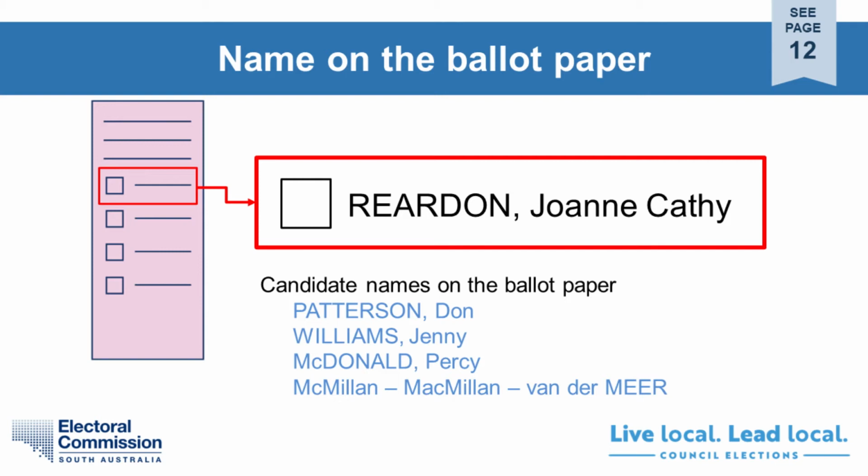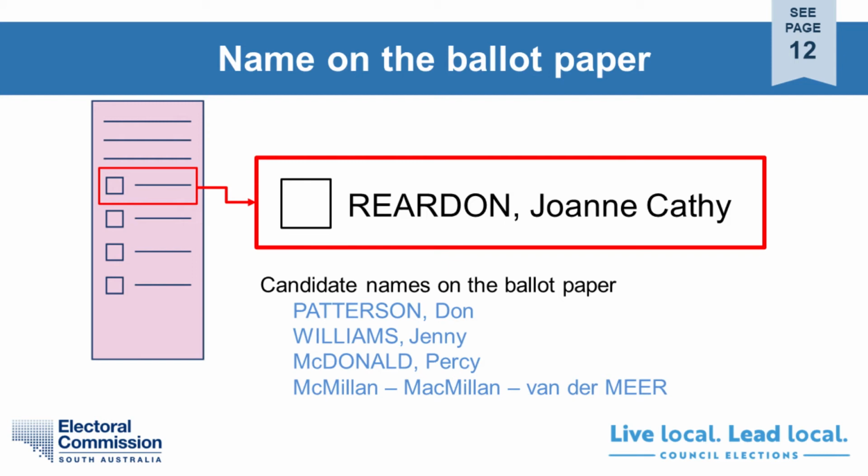For your interest, here is how a name appears on the ballot paper. You can choose how you would like your name to be shown on the ballot paper, meaning you can use the name you are commonly known by if it is different to your enrolled name. For example, the candidate name could have been Joe rather than Joanne Cathy. You might be commonly known by your middle name. Joanne Cathy might be commonly known as Cathy, Kath, or Kate. Any of those would be acceptable.